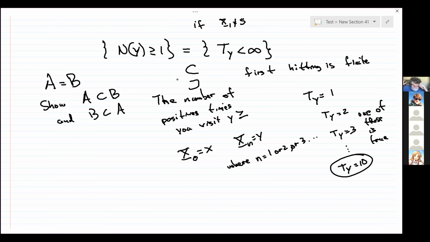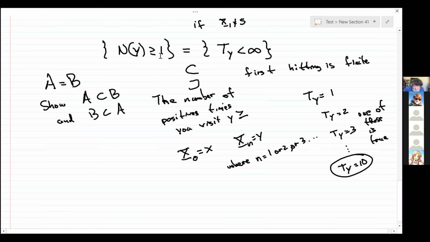I didn't write much, and it's a little slippery. You might have to put it in your own words. But have I given you some idea why these two sets are the same? Let me see if I can put it in everyday English as a summary. If the number of times I visit Y is positive, then there has to be a first time that I visit Y, and that first time will be a finite number.